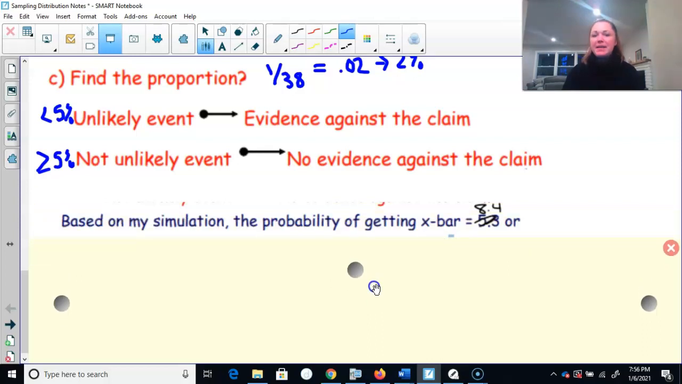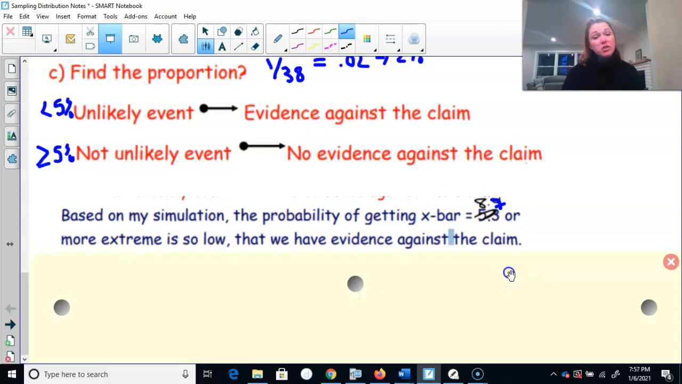What do we say then? Based off my simulation, the probability of getting an X-bar of 8.7 or more extreme is very low. That we have evidence against the claim, okay? We have evidence to refute that claim, and that's all I need from you right now. We have evidence that is pretty big. We can refute that claim. It's not just natural variation.